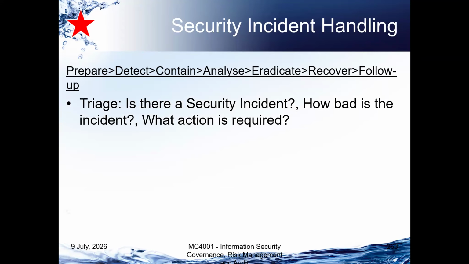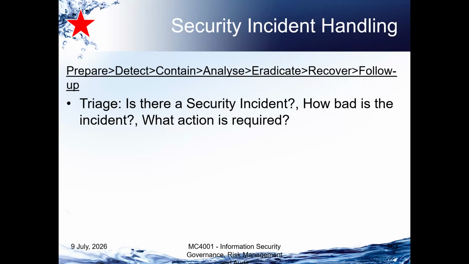So triage is an initial stage as part of the detection where you look at the incident and actually identify, is there a security incident actually happening? How bad is the incident and what action is required? So first one is there a security incident, actual incident, or is it spurious noise? Is it noise that has triggered an alert?